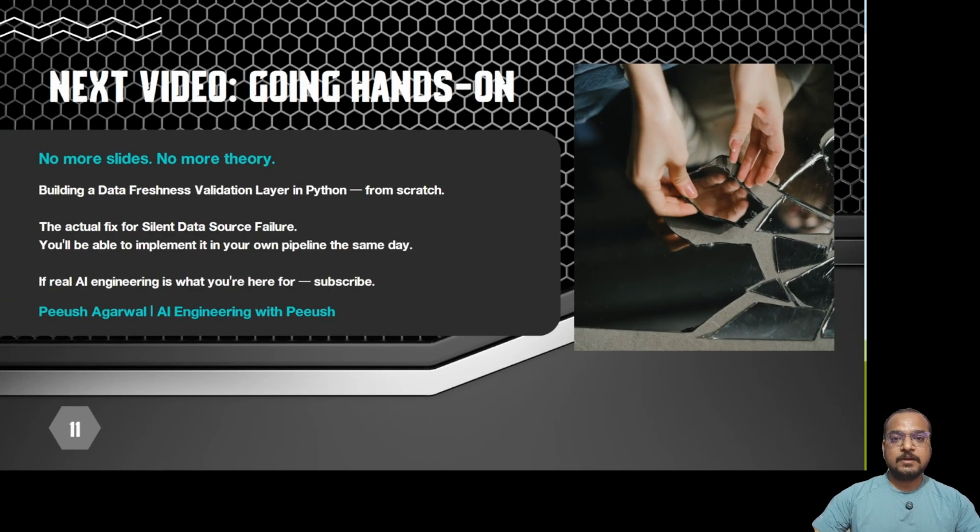Now, in the next video, we are going hands-on. No more slides, no more theory. I'm going to show you exactly how to build a data freshness validation layer in Python from scratch. The actual fix for silent data failure, the first problem we covered in part 1. You'll be able to implement it in your own pipeline the same day.